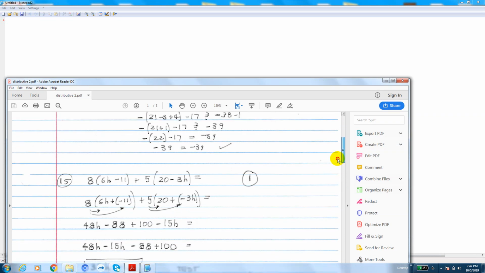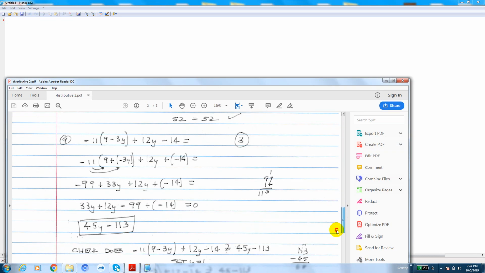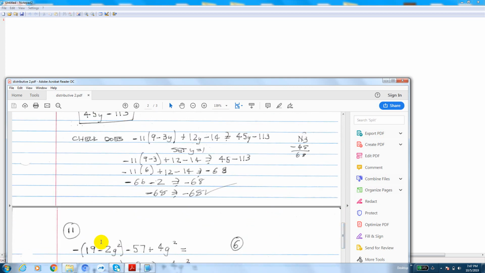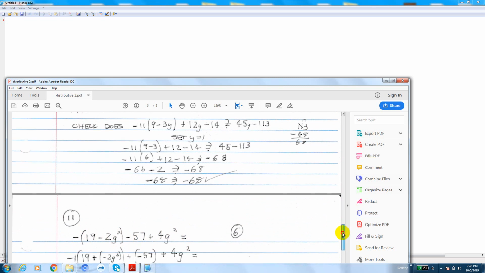And now we're at number 5. So now we're just going to go down to number 6. And then we are done. Here, it's a similar thing. You don't have a number in front of here, so you put a 1 in there. And don't worry about that g squared. The g squared is the same as regular g. As long as those g squareds are the same, you can combine them, right?